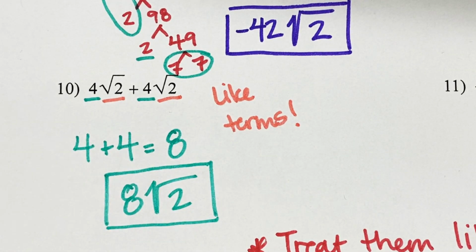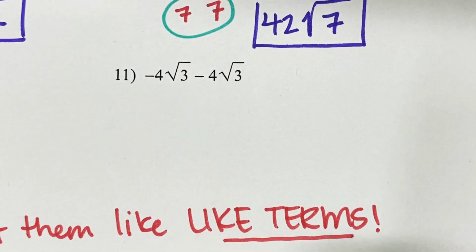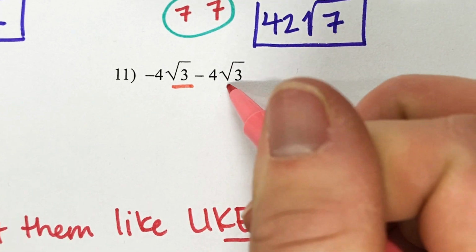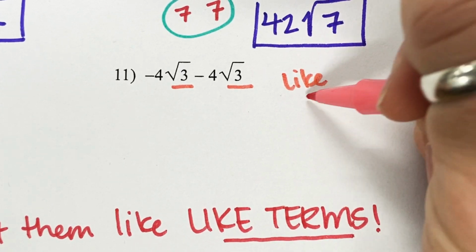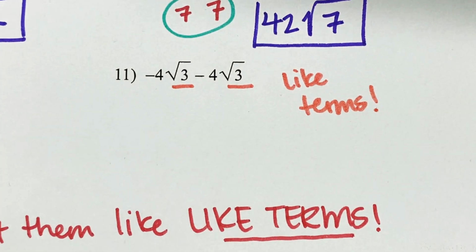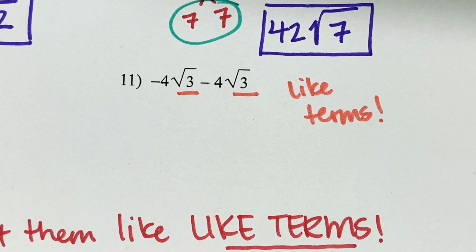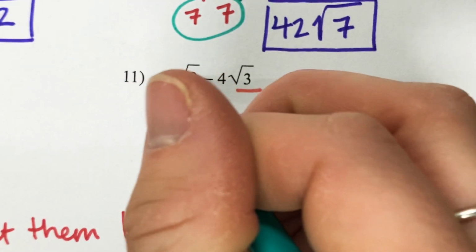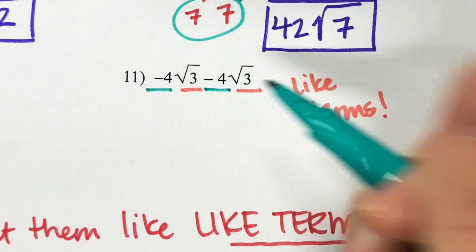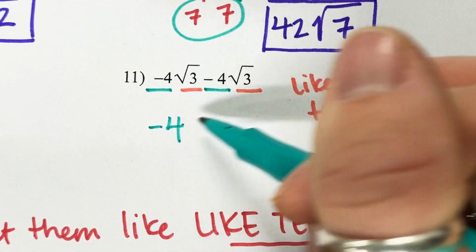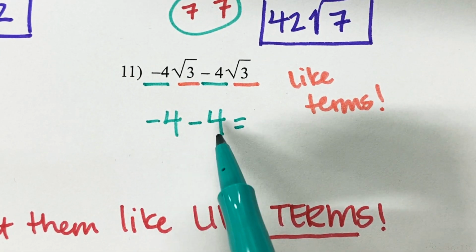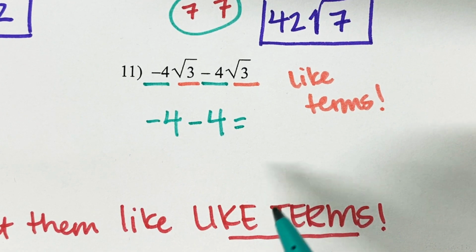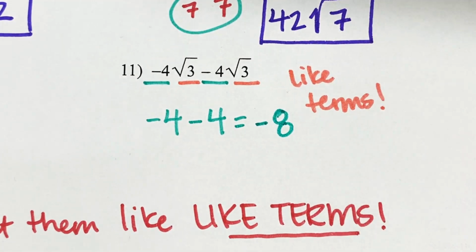Nice. Okay, let's look at number 11, our last example. Okay, so look at your radical. Look at the numbers inside your radical. I have a root 3 and a root 3. Are these guys like terms? Yes, they are. They both have root 3. Okay, so now all we have to do is look at the coefficients again. So this time I have negative 4 and I'm subtracting 4 more. What is negative 4 minus 4 more? Okay, we're getting more negative here. Negative 4 minus 4. It's going to give me negative 8.